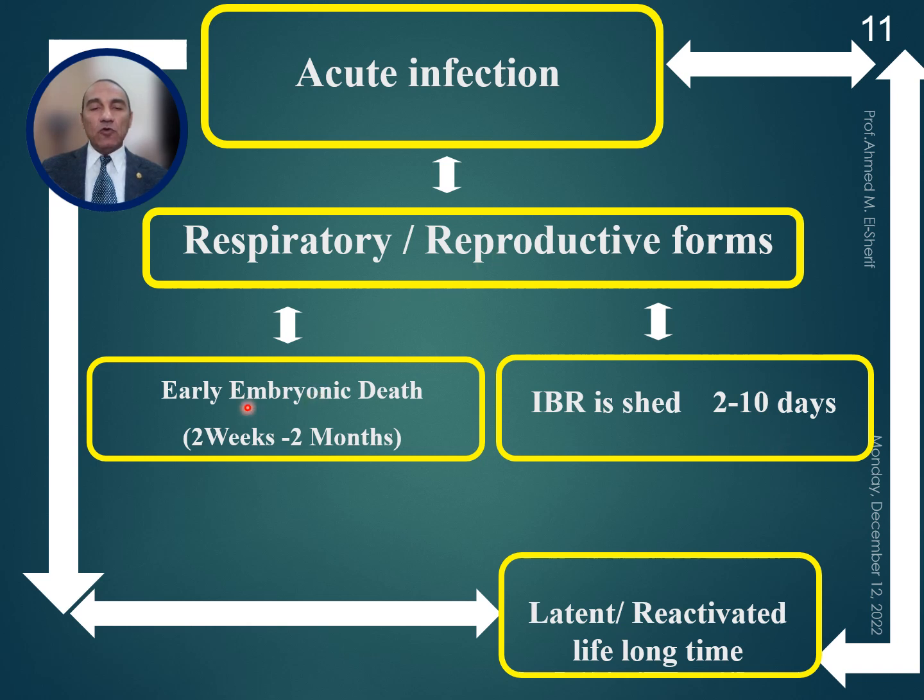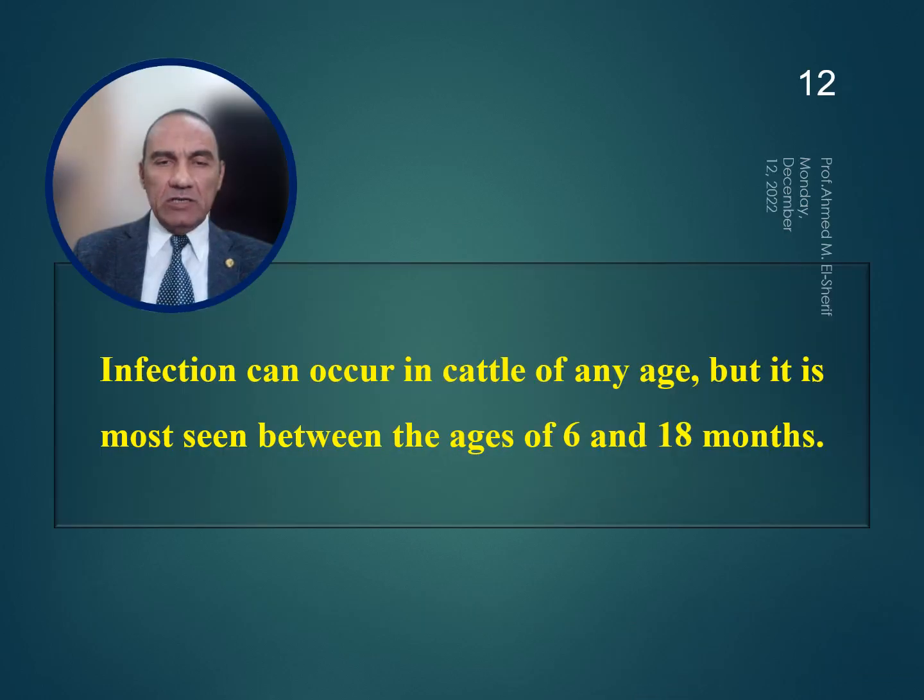In the reproductive forms, early embryonic deaths will be noted between 2 weeks and 2 months. From the acute infection up to these forms, latency and reactivation occur along the lifetime of all infected animals. Infection by infectious bovine rhinotracheitis virus can occur in cattle at any age, but it is most seen between the ages of 6 and up to 18 months.